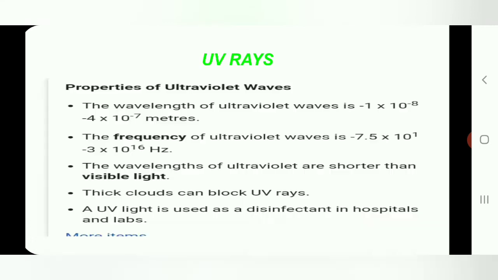Then we have UV radiations, that is ultraviolet radiations. These are of wavelength 100 angstrom to 4000 angstrom. They were first detected by Professor J. Ritter in 1801. Some properties of ultraviolet radiations: they can pass through quartz but are absorbed by glass. Therefore, to obtain the ultraviolet spectrum from its source, a quartz prism is used instead of a glass prism.